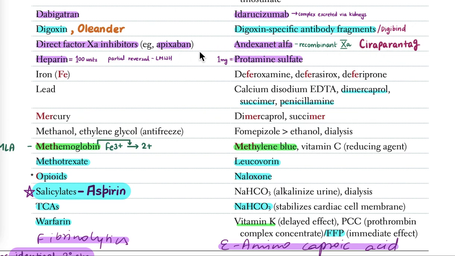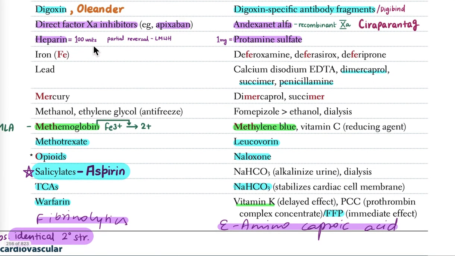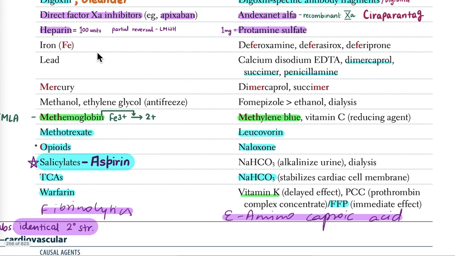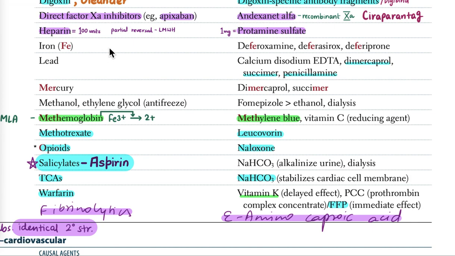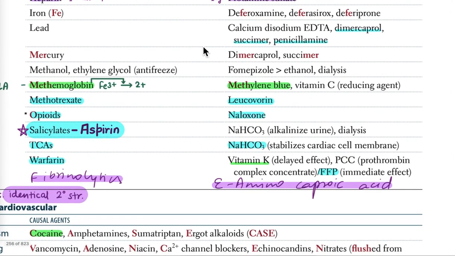So one more thing, this had come, I think, as a match the following. Next is heparin, 100 units. If it is heparin toxicity, then 1 milligram of protamine sulfate is used to neutralize that 100 units. So that is something that you can remember. And in case of low molecular weight heparin, it helps in partial reversal. Iron is desferrioxamine, deferiprone, or deferasirox. This is mainly used in iron overload, thalassemia, when you give too much blood, and hemochromatosis.